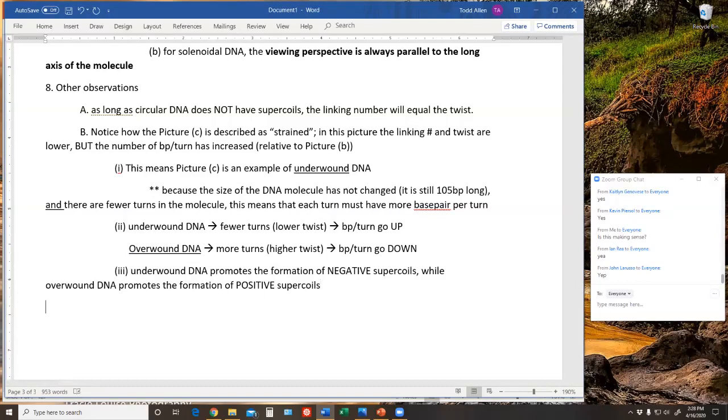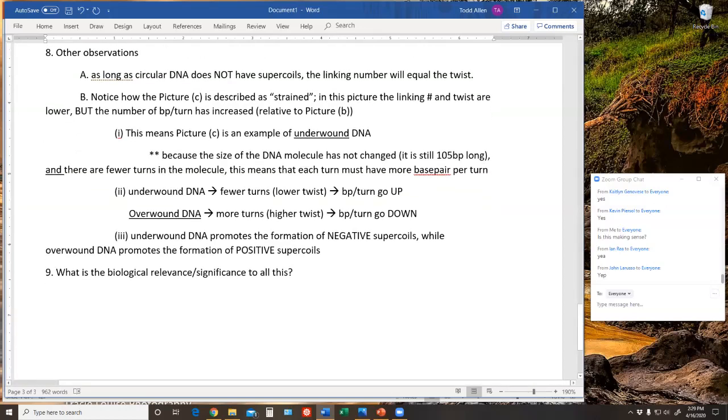Okay, so number 9. What is the biological relevance, the significance to all this? Well, it's really profound, although I'm not going to make it terribly complicated right now. But if you're following along, what I'm trying to tell you is that positive supercoiling, which is not the picture I've shown today, tightens DNA. It coils it tighter. It tightens the structure of the DNA up, meaning that the number of turns is up.